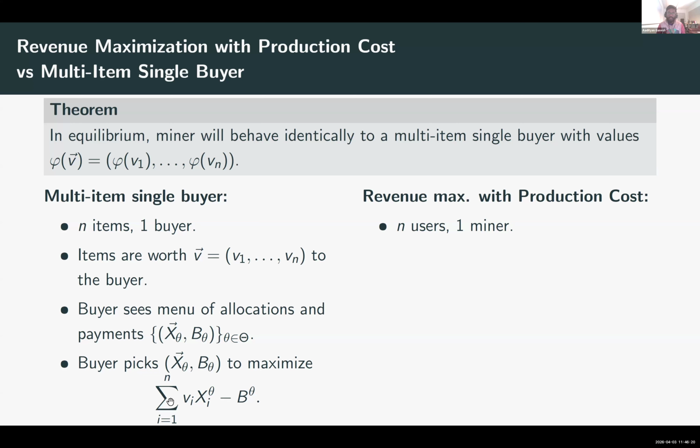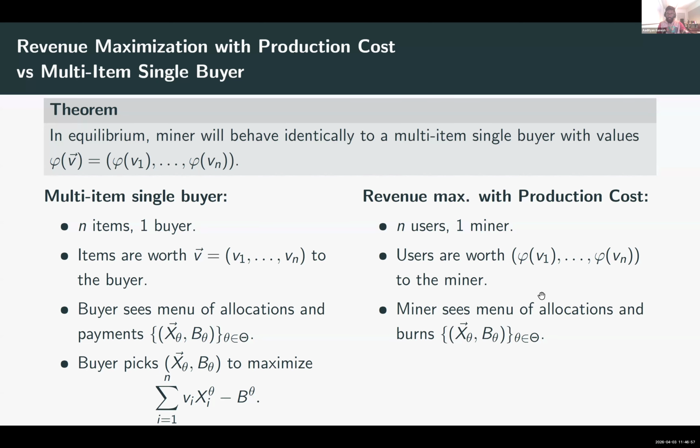So in the TFM world, what does the miner see? The miner sees n users, and then there is this one miner. And if you remember the expression that I had written down in the previous slide, the miner is going to think of these users in terms of the virtual value that it gets from these users. So if it pushes user 1 into the block, the miner is going to get a virtual value of phi of v1. If it pushes user 2 into the block, the miner is going to get a virtual value of phi of v2, and so on.